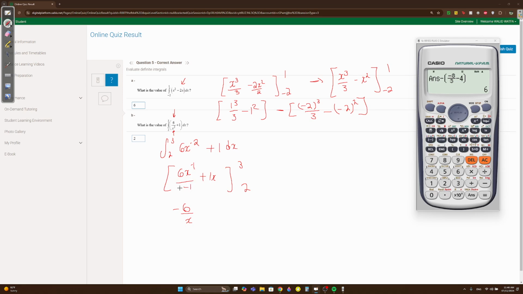You take the x down because it's negative, and it becomes negative because there's a negative 1 down, plus x, between 2 and 3. Substitute 3, you're going to get minus 6 over 3 plus 3, minus, substitute 2, minus 6 over 2 plus 2. So you're going to get minus 2 plus 3, minus, minus 3 plus 2, minus 1. Yeah, 2. Just put it in a calculator, okay?